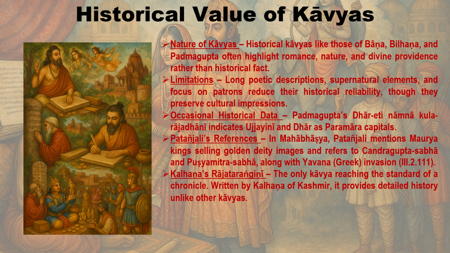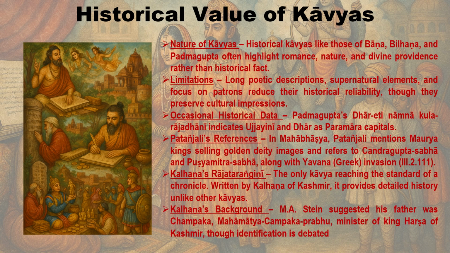The only kavya reaching the standard of a chronicle is Kalhana's Rajatarangini, written by Kalhana of Kashmir. It provides detailed history unlike other kavyas. M. A. Stein suggested his father was Champaka, Mahamatya Champaka Prabhu, minister of King Harsha of Kashmir, though the identification is debated.